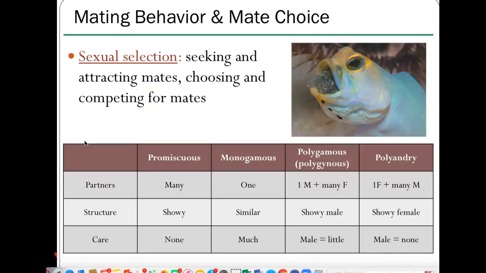And so we'll move on from foraging behavior to mating behavior and mate choice. Sexual selection obviously is a behavior that's going to be shaped by natural selection and evolution, although different animals are going to do it in a different way. So we're going to break that down and see how sexual selection works in different groups of animals. Sexual selection has to do with seeking and attracting mates, choosing and competing for mates. So we have 4 different types: promiscuous, monogamous, polygamous, and polyandry. Promiscuous means that males and females each have different partners. Both males and females are going to be kind of showy.